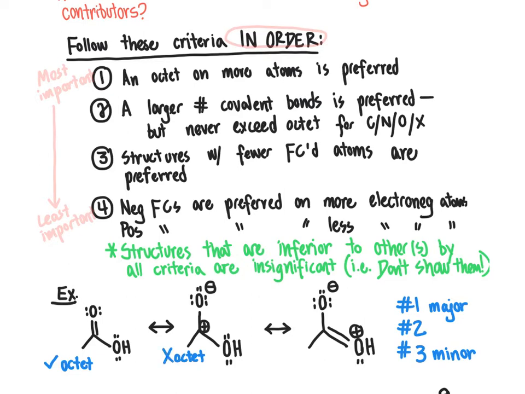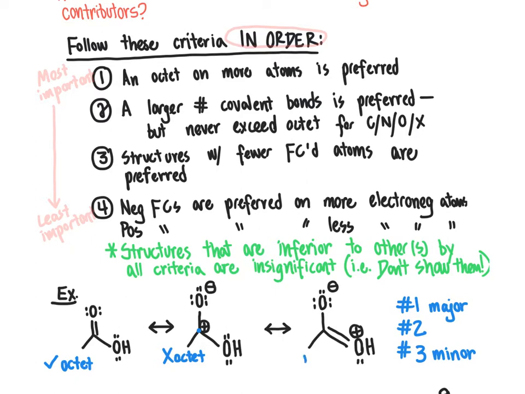The carbon atom right here in the middle that has that positive formal charge does not have a complete octet. It only has 6 electrons. So there's no octet there. So we can automatically, based on criteria 1, say that the structure on the left is superior to the one in the middle. We come over to the structure on the right and we ask ourselves that same question again.